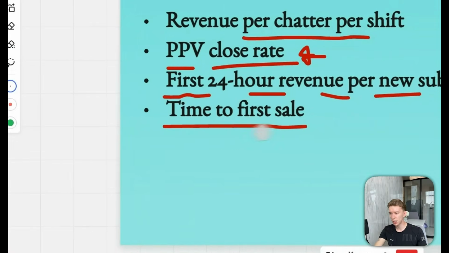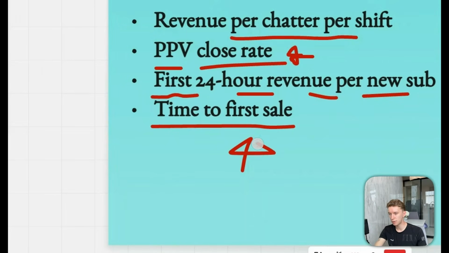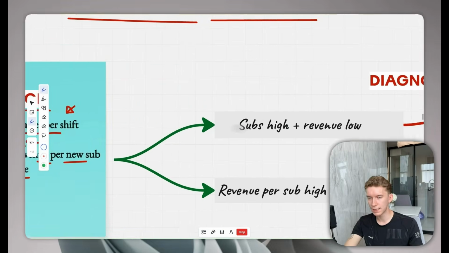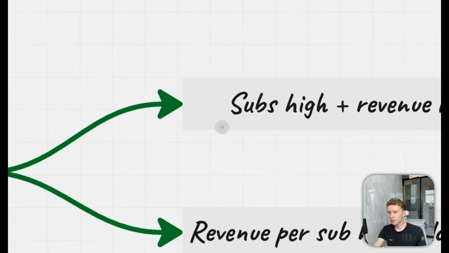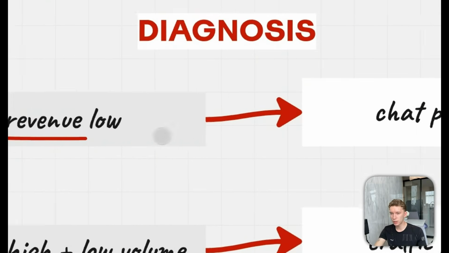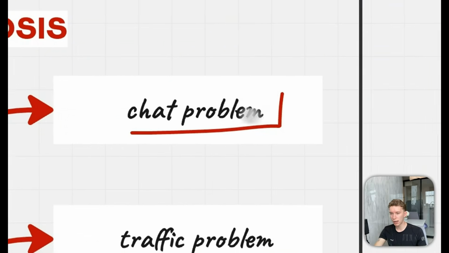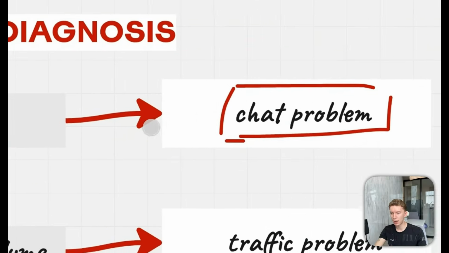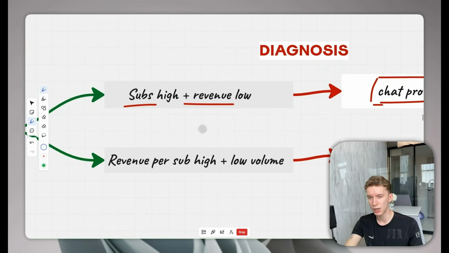And again, you want to check the time of their first pay-per-view sale. Did they go too quickly? Did they go too slow? Did they mess it up? Again, if subs are high and the revenue is low, this means that there's a big chatting problem. This means that your chatters are terrible. You need to really go in and deep dive into the system and understand why your chatting is so bad.